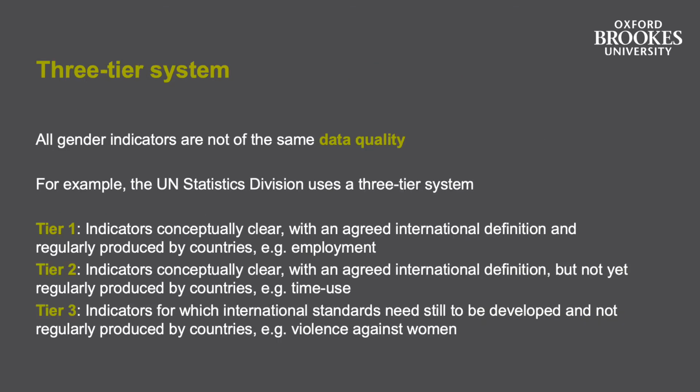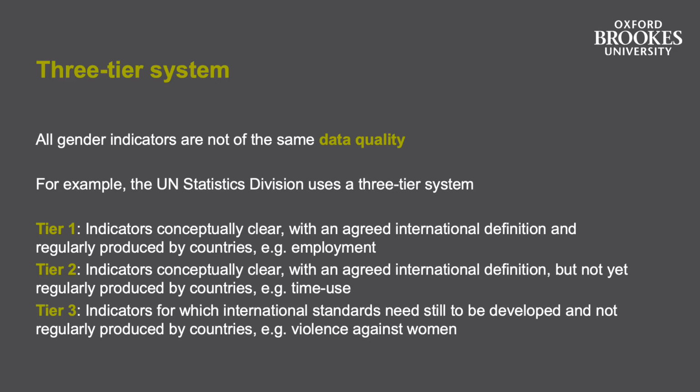All gender indicators are not of the same data quality. For example, the UN Statistics Division uses a three-tier system. Tier 1 are indicators that are conceptually clear, with an agreed international definition, and that are regularly produced by countries, such as, for example, statistics on employment.